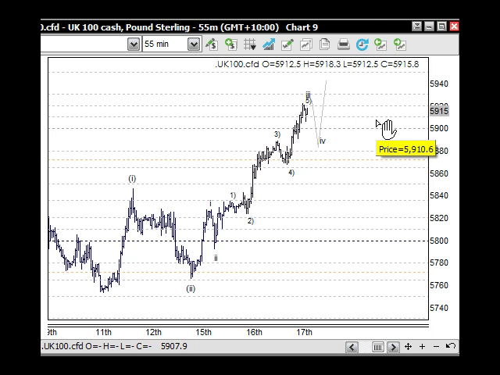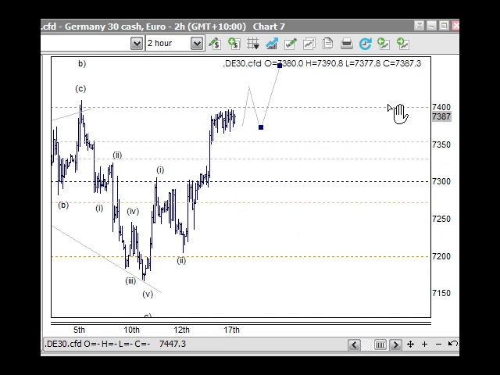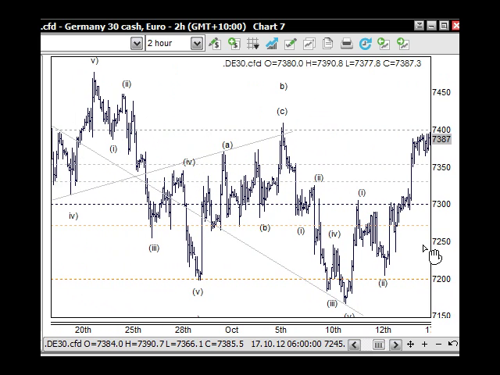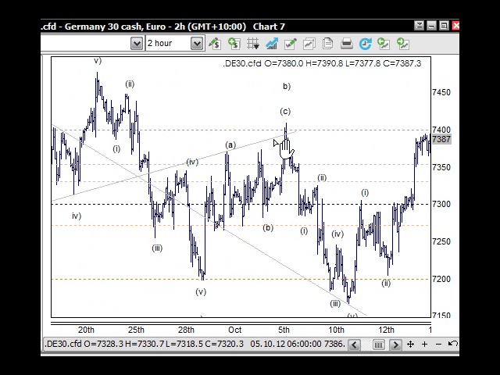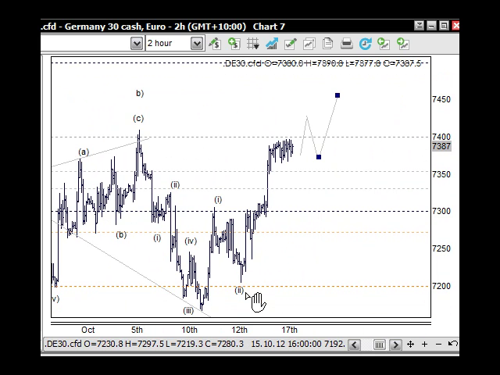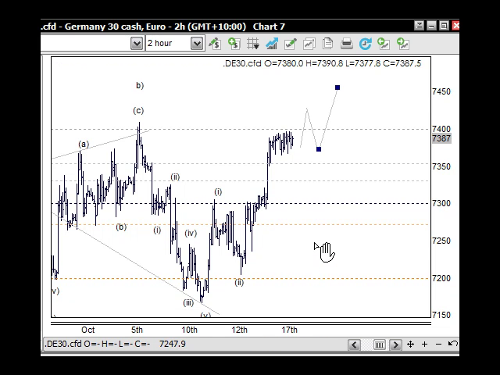And the same with the DAX as well, not extending out as much as the FTSE, but we've got this A, B, and C correction here, so we're expecting new highs to be made above these highs here. So that will take us up to the 75 here for the DAX. So there's still more upside here, as you can see.